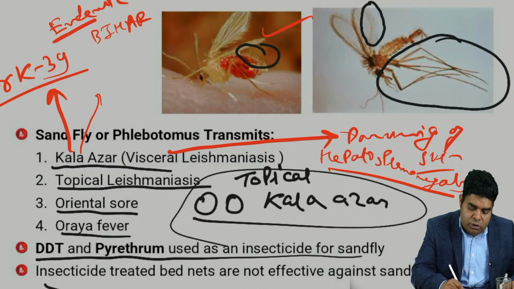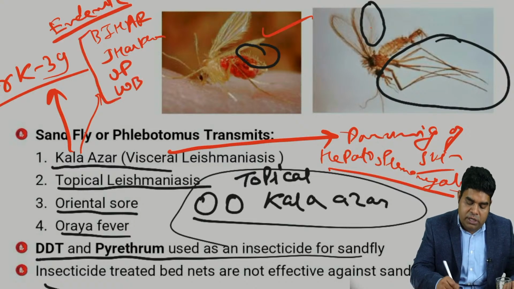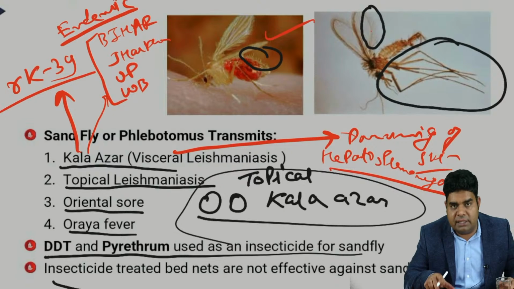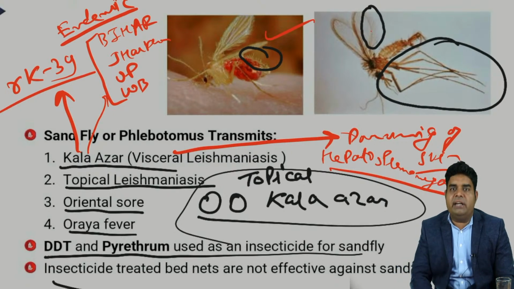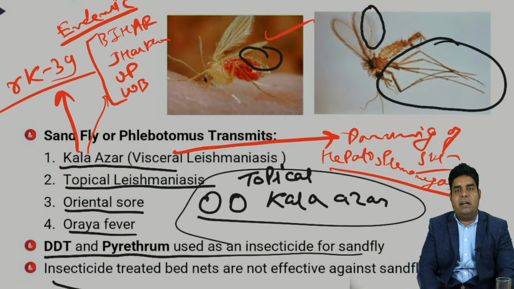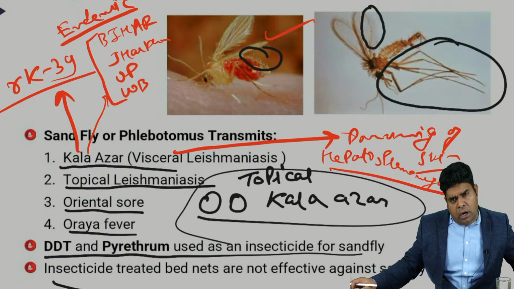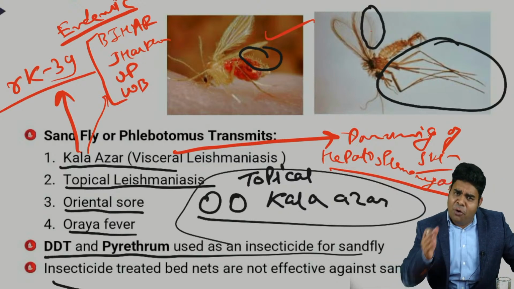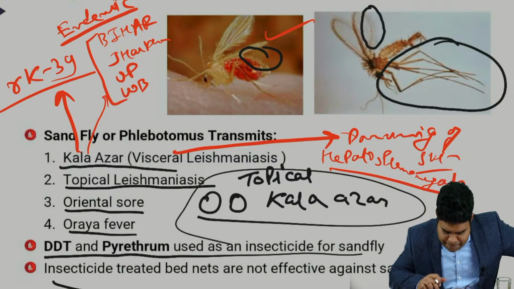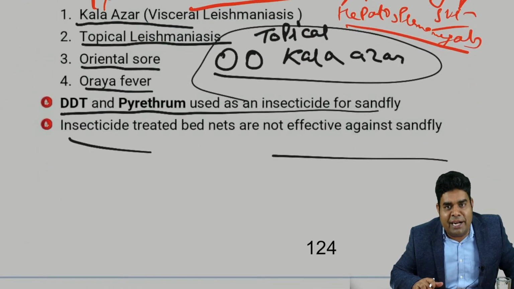Of course, the most cases occur in Bihar. Then there is Jharkhand, the brother of Bihar. Then there is UP, neighbor of Bihar, and West Bengal. 4 states are endemic. Assam is not endemic for Kala-Azar. Okay. So, other than Kala-Azar, topical leishmaniasis, oriental sore, or Aya fever, these are the 4 illness transmitted. How will you remember it? Just by saying one word with me. Say it with me. Oh, Kala-Azar. Say it. Oh, Kala-Azar. And you will remember it. Oriental sore or Aya fever by Kala-Azar. DDT and pyrethrum cannot kill it, so it can pass through insecticide treated net also.